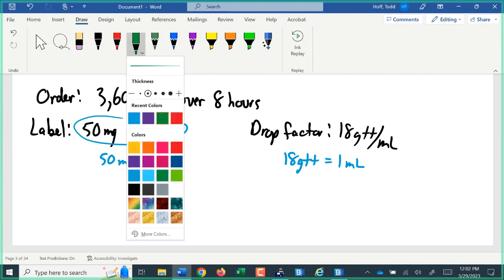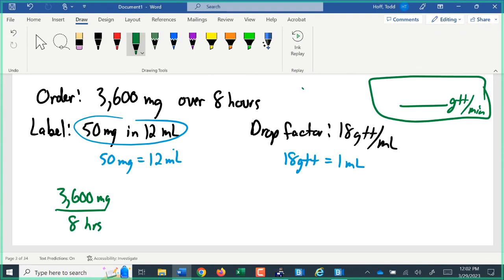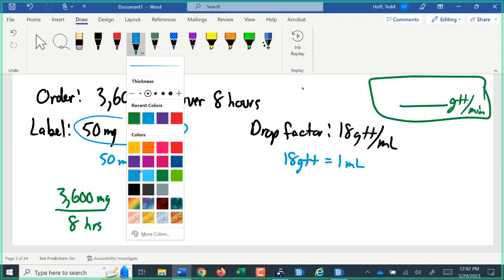So as we go to start this calculation, as always, we'll start with the doctor's order of 3,600 milligrams over 8 hours. Now what we're looking for as our final answer is going to be in drops per minute. So we don't want the milligrams or the hours here. We need to get rid of both of them.